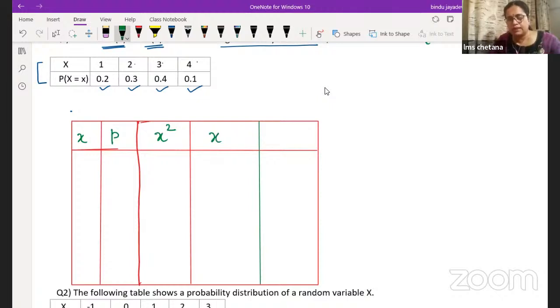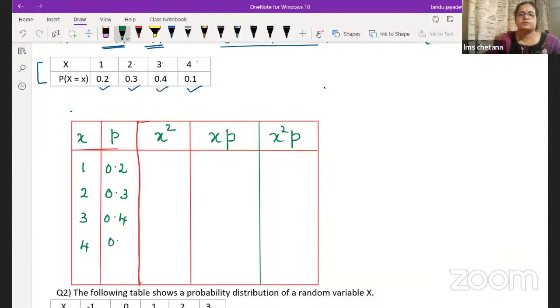X into P. Next is X square into P. Therefore, first step: construct a table with 5 columns: x, p, x square, x into p, and x square p. Clear? Okay. Now write down the x values: 1, 2, 3, 4. Now fill in the p values: 0.2, 0.3, 0.4, 0.1.